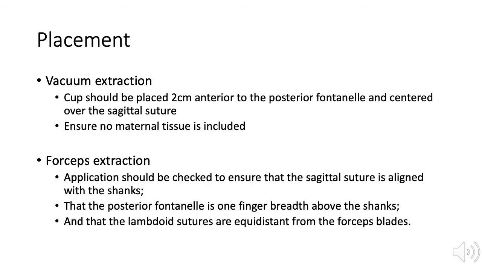To briefly review placement of instruments, for a vacuum extraction, the cup should be placed 2 centimeters anterior to the posterior fontanelle and centered over the sagittal suture. It's important to make sure that there's no maternal tissue included. For a forceps extraction, it's important that the application is checked to ensure that the sagittal suture is aligned with the shanks, that the posterior fontanelle is 1 finger breadth above the shanks, and that the lambdoid sutures are equidistant from the forceps blades.